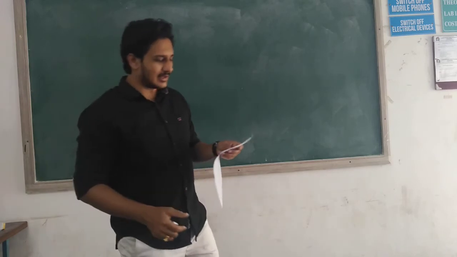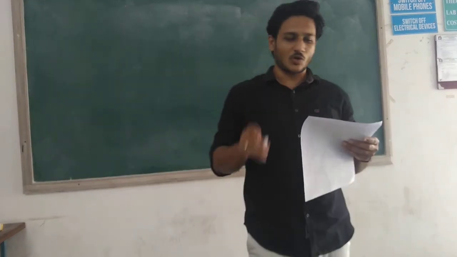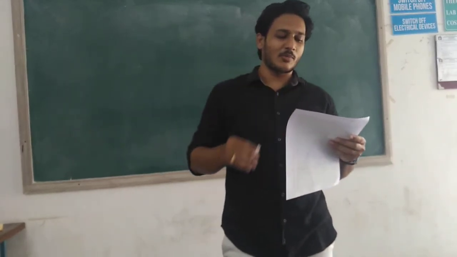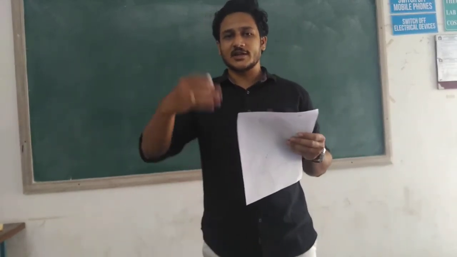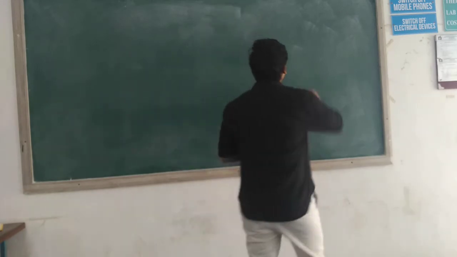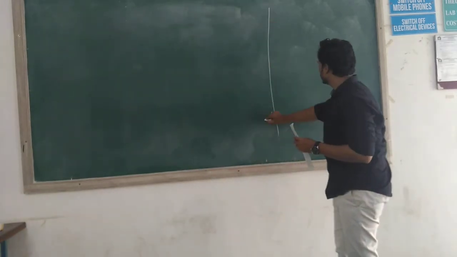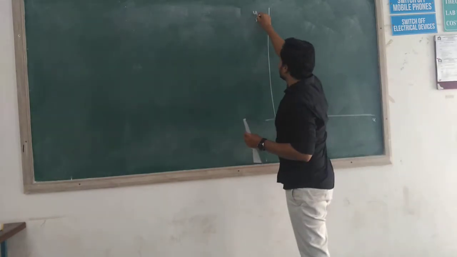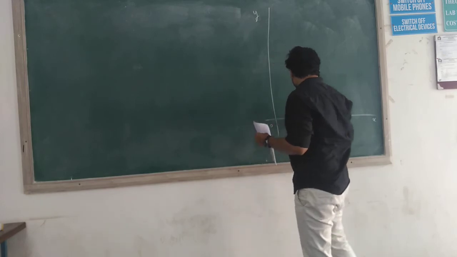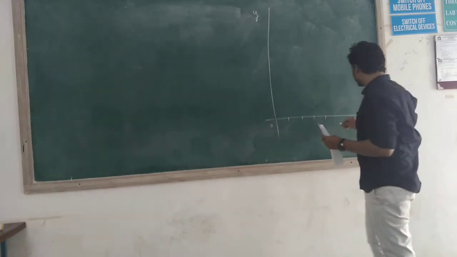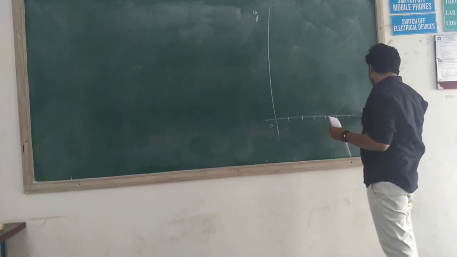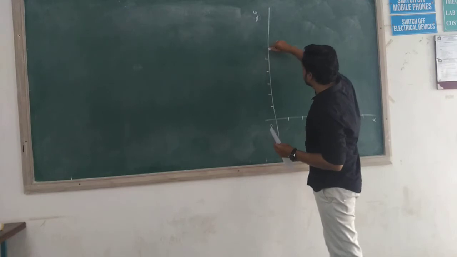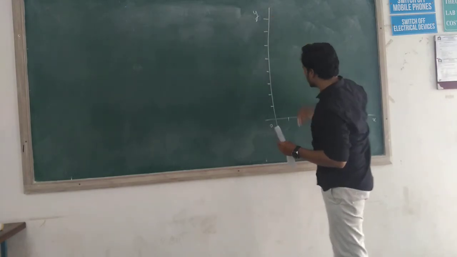It says a line with A having coordinate points 5, 5 and B 10, 15 is to be rotated about point B by 60 degrees in the counterclockwise direction. Let's represent this in a Cartesian coordinate system. This is X and this is Y. This is 0, 2, 4, 6, 8, 10, 12, 14 and 2, 4, 6, 8, 10, 12, 14, 16.